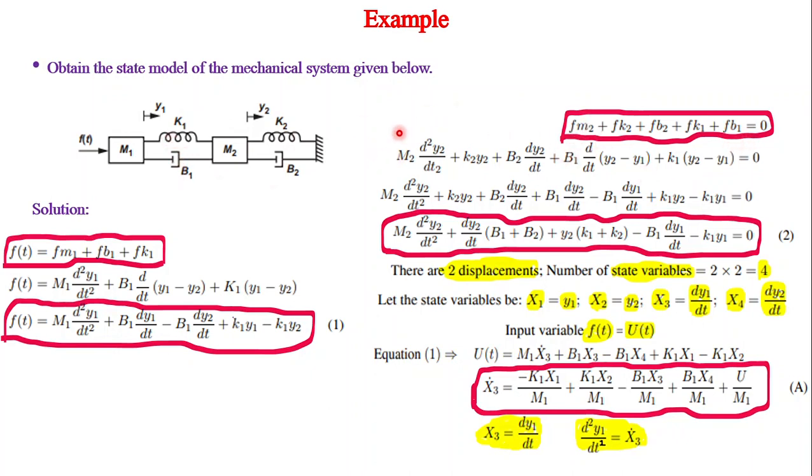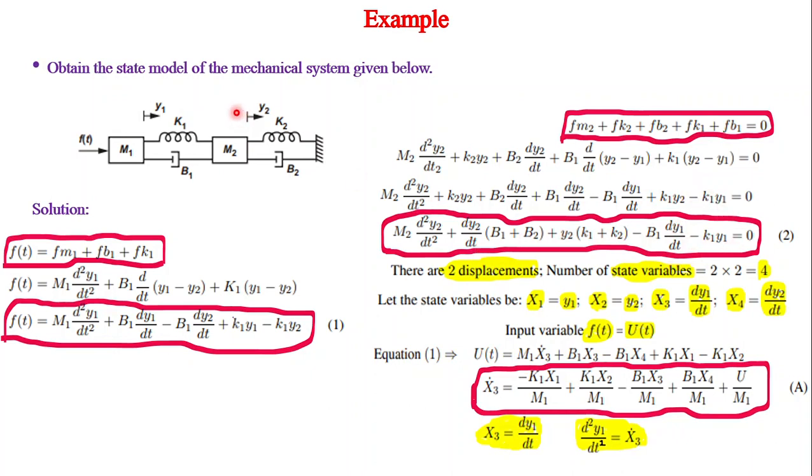So Fm2 means m2 d square y2 by dt square. Fk2 means k2 into y2, because this is connected to a fixed frame, so y2 minus 0 is y2. So b2 into dy2 by dt minus 0, so b2 dy2 by dt, plus b1 into dy2 by dt minus dy1 by dt. We know why it is like this; all this we have discussed in video 3. So plus k1 into y2 minus y1 equal to 0. Again after rearranging in the form d square y2 by dt square term, dy2 by dt term, y2 term, dy1 by dt term, then y1 term, you get equation 2.